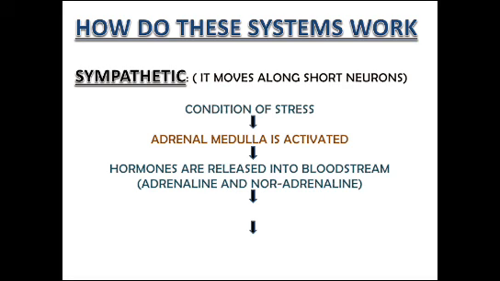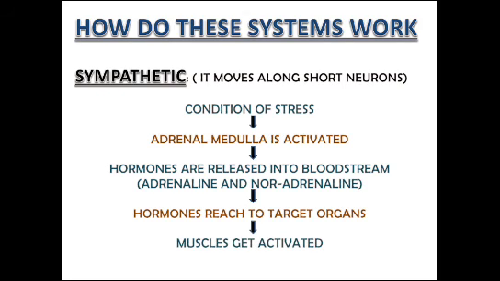These two are released into the bloodstream, and these hormones reach the target organ through the bloodstream, and the muscles get activated or the function gets started. So this is the working pathway of the sympathetic nervous system. In the condition of stress, the adrenal medulla is activated, then the hormones are released in the bloodstream, adrenaline and noradrenaline, then the hormones reach the target organs and the muscles get activated. This is the functioning of the sympathetic nervous system.